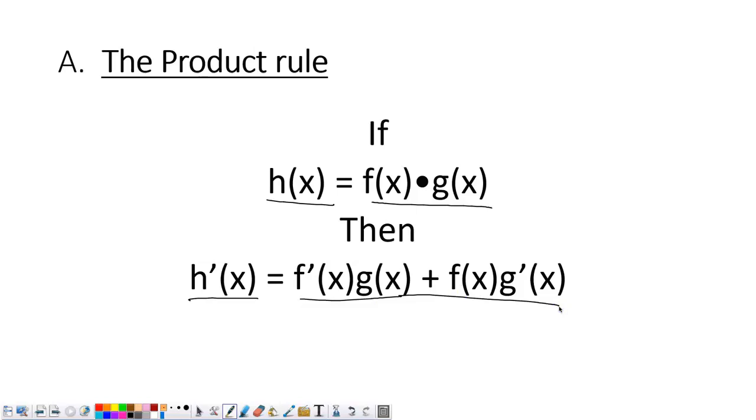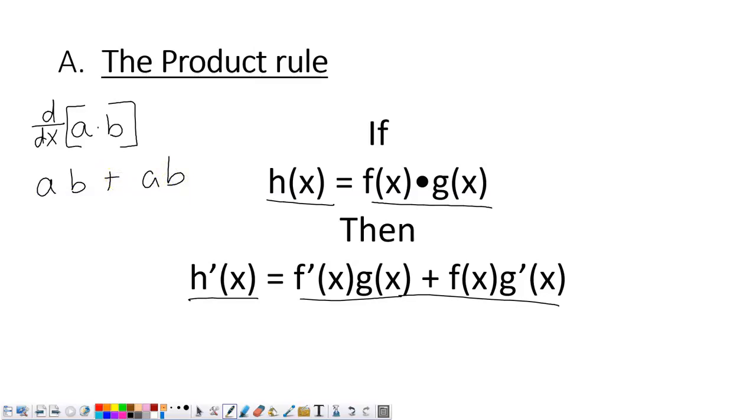Okay, so that looks really ugly, so let me try to make it look a little bit simpler. If you have a times b, if you want to take the derivative of this, and remember a and b represent functions, not numbers, just functions, okay? So if you want to take the derivative of a product, here's how it works. You're going to write ab, ab, and put a plus between them.